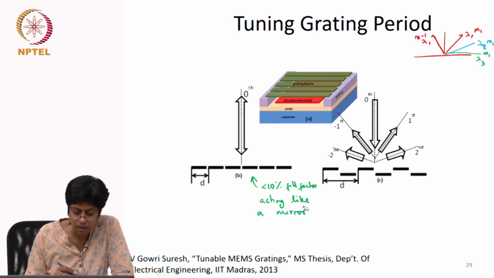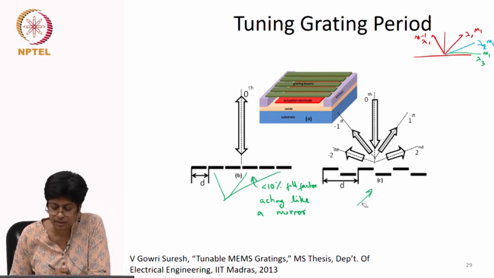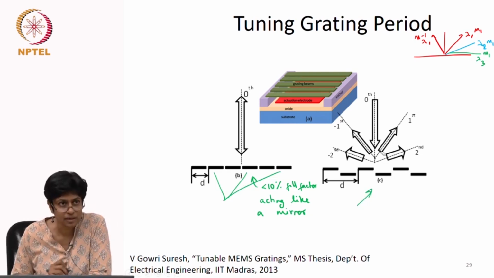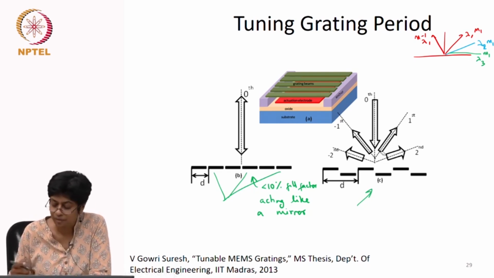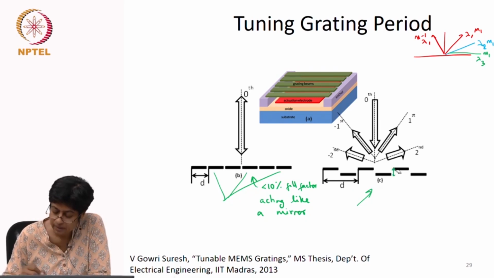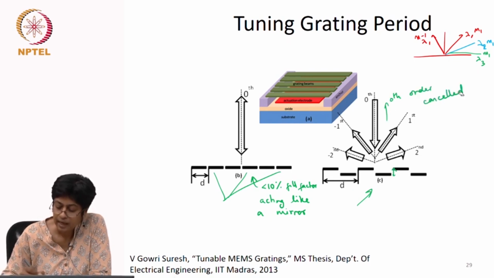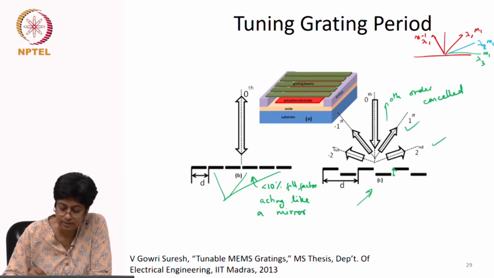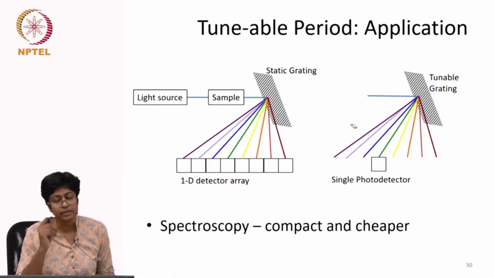And if I could somehow pull down every alternate period, and that's what you see here, suddenly it starts behaving like the diffraction grating, and I have a number of orders. And if I pull it down by the right height, the 0th order would be cancelled, and only these orders would exist. So I could create a tunable grating. Why would I need to do that?